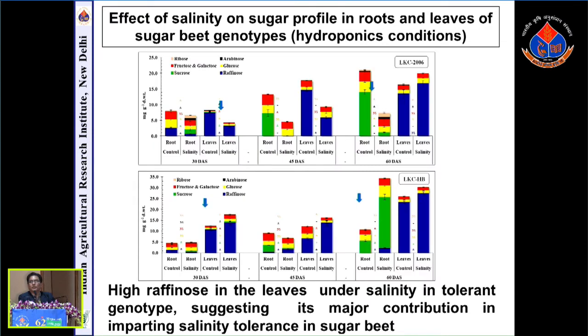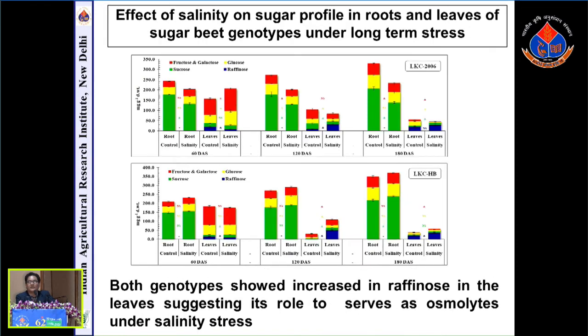This is the sugar profile in the leaves and the roots, and you can see that compared to all the sugars, the raffinose content was higher in the tolerant genotype, suggesting its major contribution to imparting cell tolerance. This is the data for the long-term experiment, and a similar response was observed in both the genotypes.